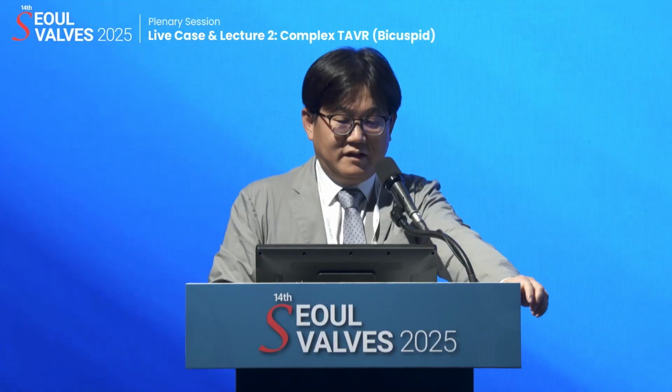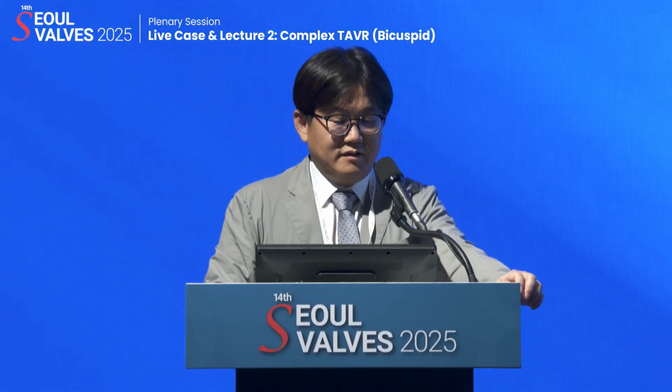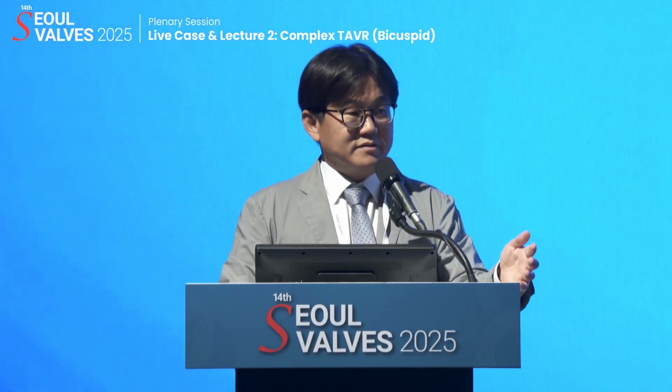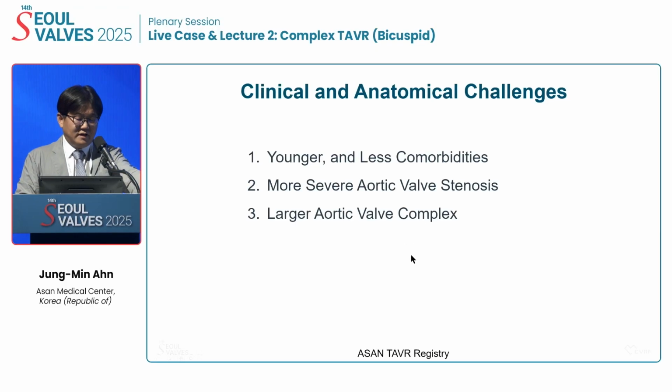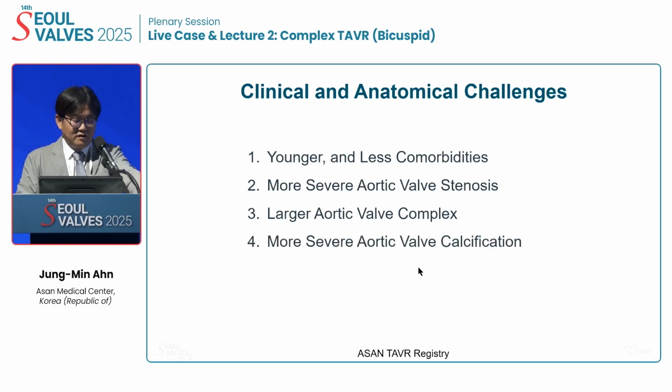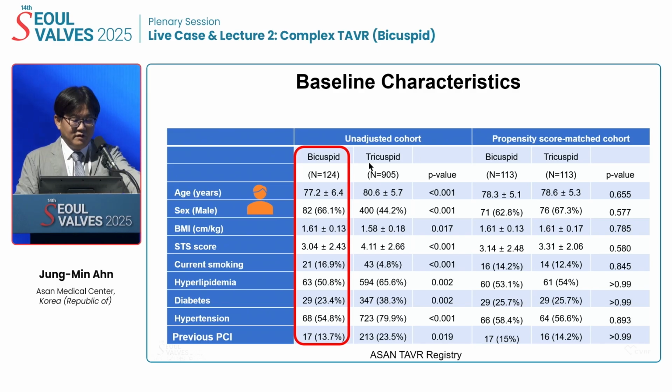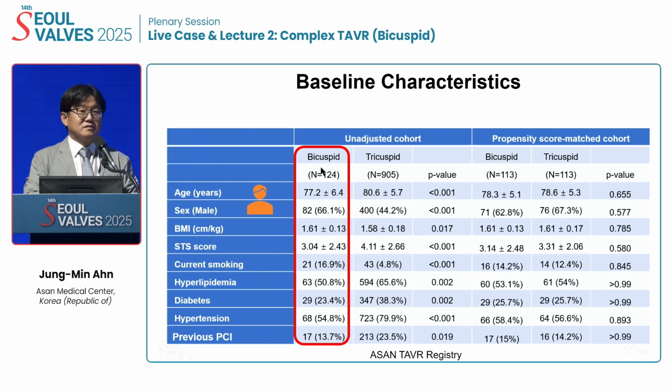So there are many clinical and anatomical challenges in bicuspid TAVR. Bicuspid patients are usually younger with fewer comorbidities, and have more severe aortic valve calcification and a large aortic valve complex. Based on our registry data, the bicuspid aortic valve clearly occurs in younger patients, mostly male. Tricuspid aortic valve disease is female predominant, but bicuspid is younger and male dominant.